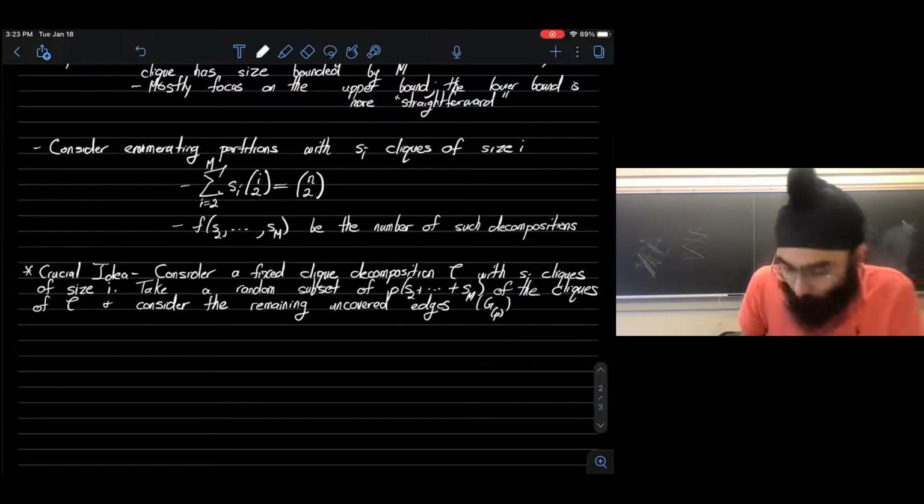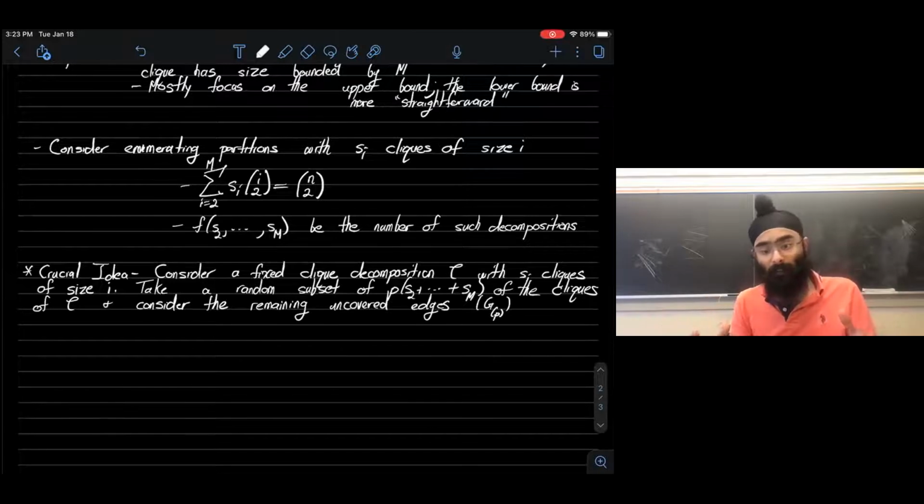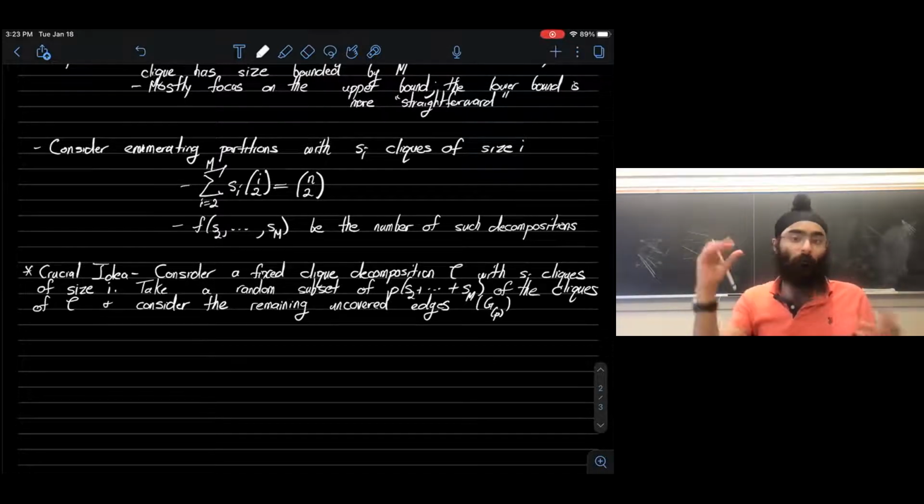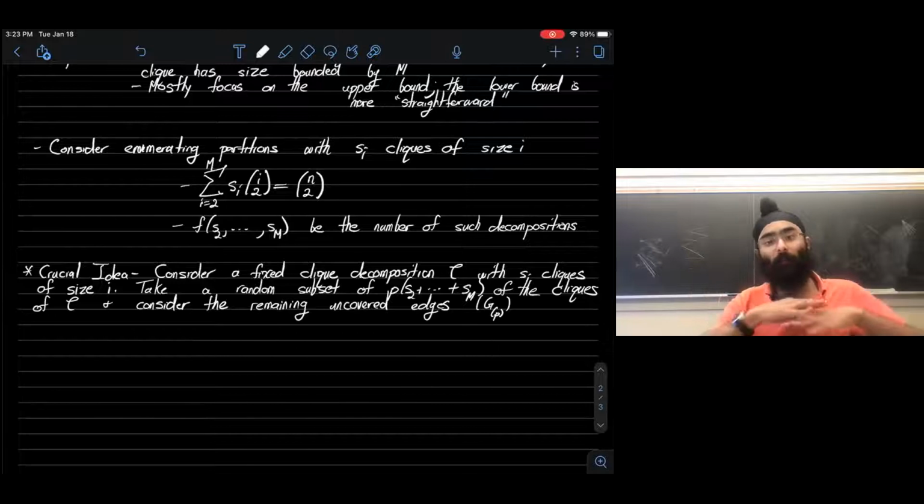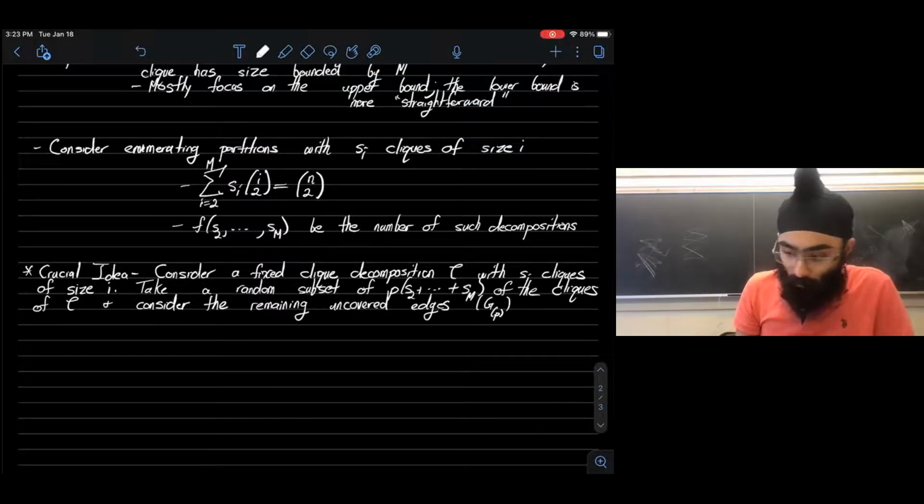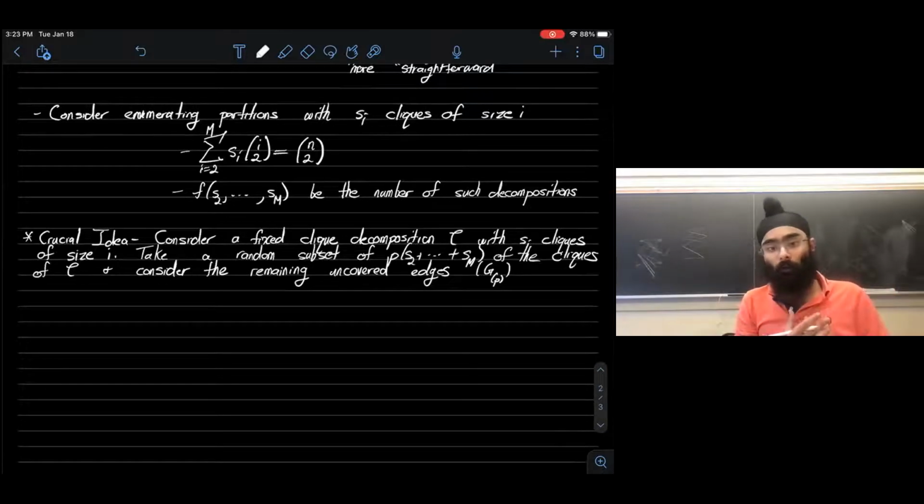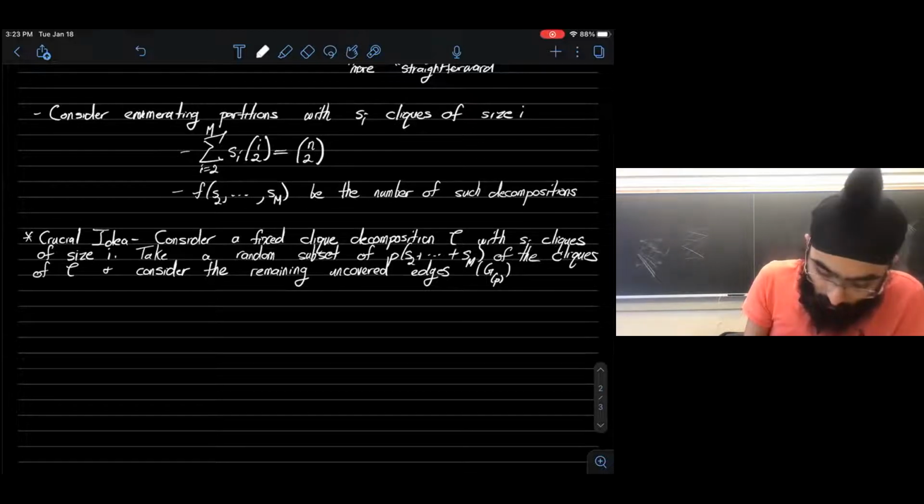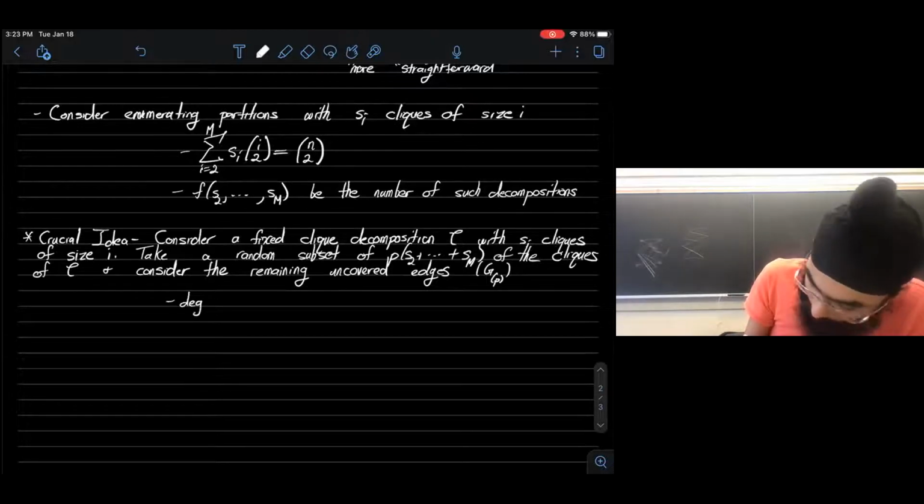So I have a fixed set of cliques. I'm taking a random fraction p of them, and I look at the remaining graph. What does that graph look like? It turns out that this graph looks random in a certain precise sense. It looks quasi-random, with high probability.